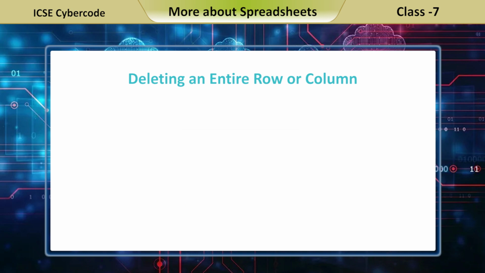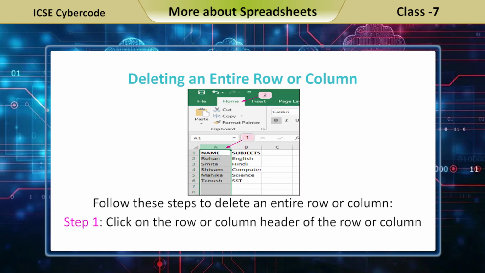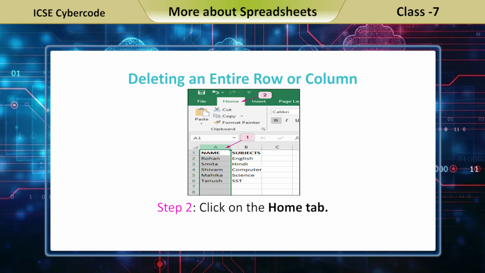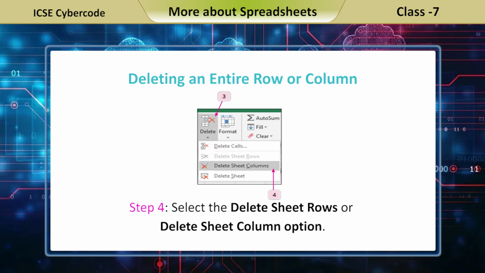Deleting an entire row or column. Follow these steps to delete an entire row or column. Step 1. Click on the row or column header of the row or column that you want to delete. Step 2. Click on the Home tab. Step 3. Click on the Delete drop-down menu in the Cells group. A list of options will appear. Step 4. Select the Delete Sheet Rows or Delete Sheet Column option.